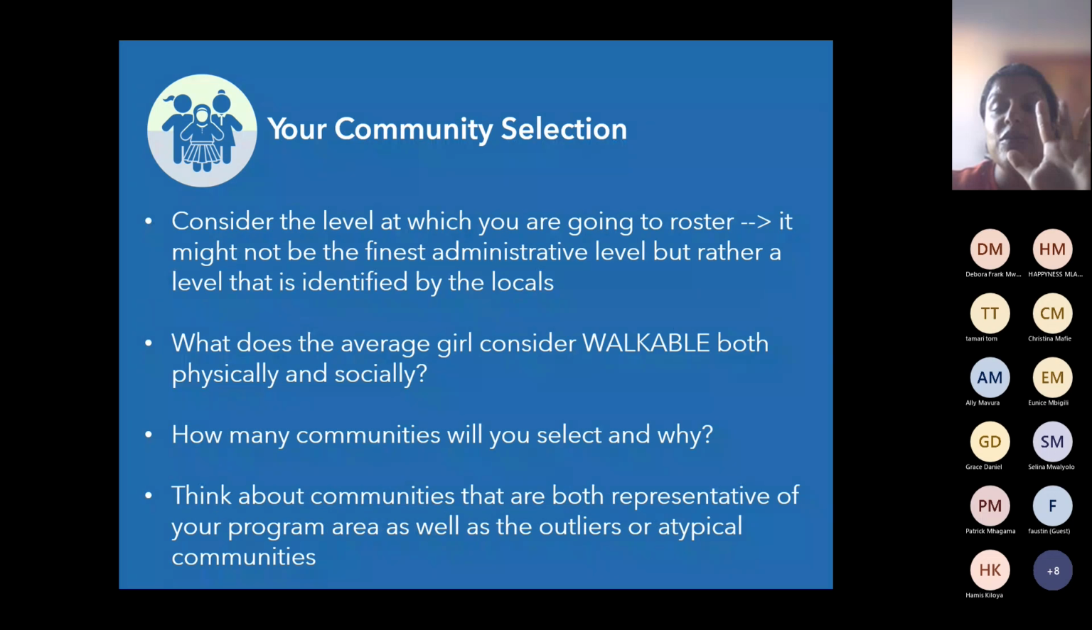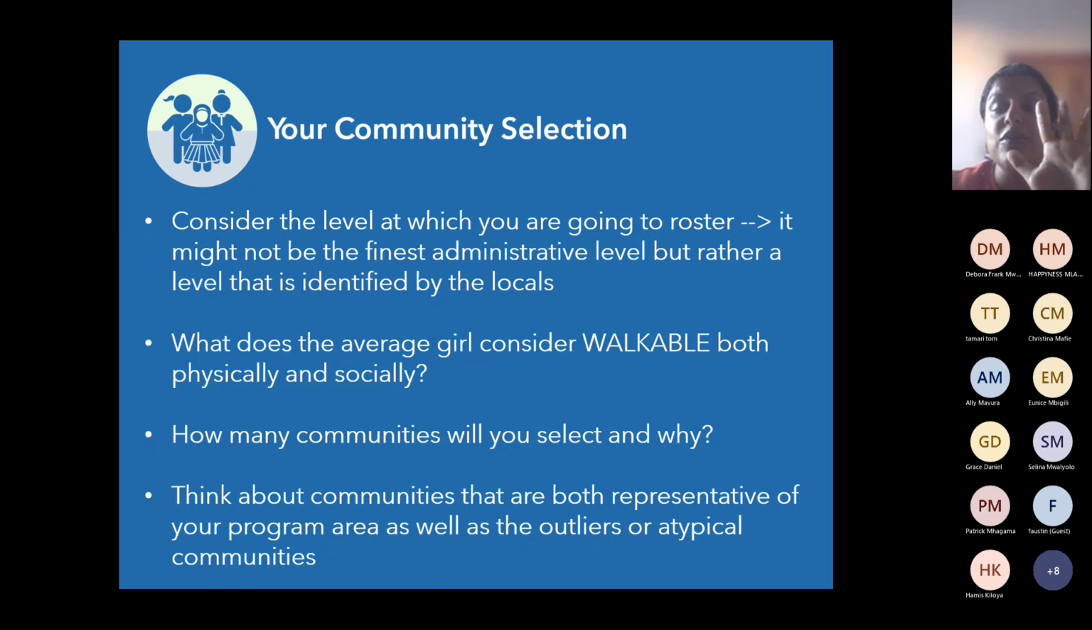So the next thing is your community selection. Consider the level at which you are going to roster. And I remember we talked yesterday about administrative levels. You said that the finest, most discrete administrative level in your country is the hamlet. And a hamlet is normally in the hundreds of households. You might decide that is the perfect level at which to roster.